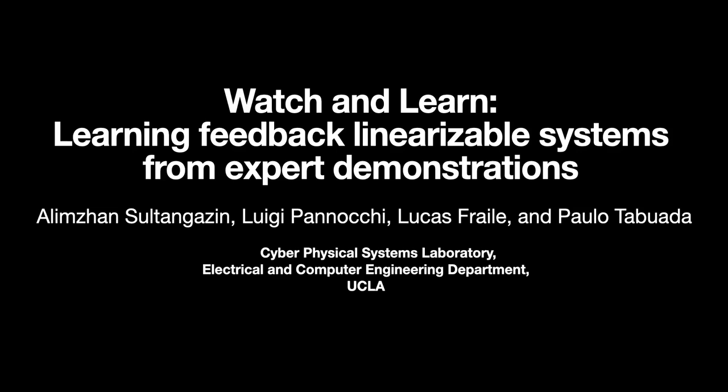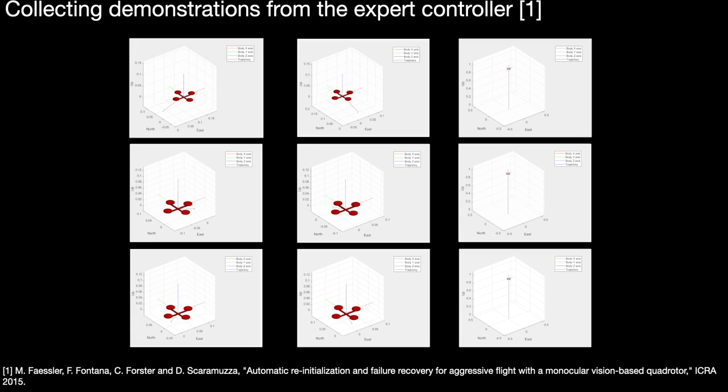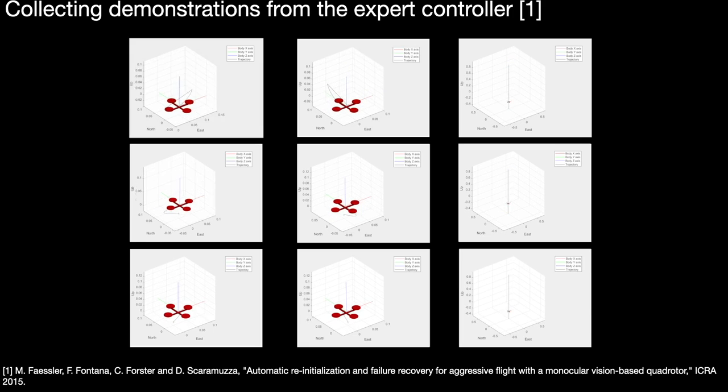Hello. In this video, we'll be showcasing our work on learning control from expert demonstrations by applying the methods we developed on the case study of quadrilateral control. First, we choose an expert controller and use it in simulation to collect demonstrations of it stabilizing the quadrilateral at the origin. Each of the videos on the grid represents how the expert controller stabilizes the quadrilateral from various initial positions, velocities, and accelerations. Note that we only use 9 demonstrations to learn control.